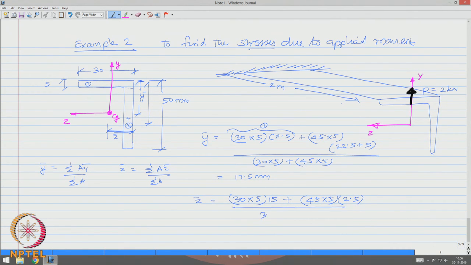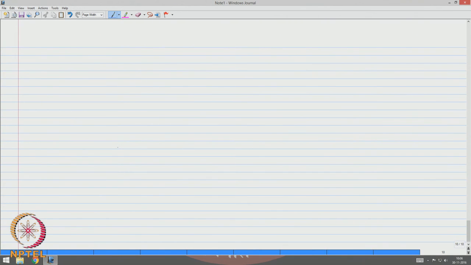The total area is 30 into 5 plus 45 into 5, which gives z bar as 7.5. So, y bar is 17.5 and z bar is 7.5. So, with this data, let us compute I z and I y.